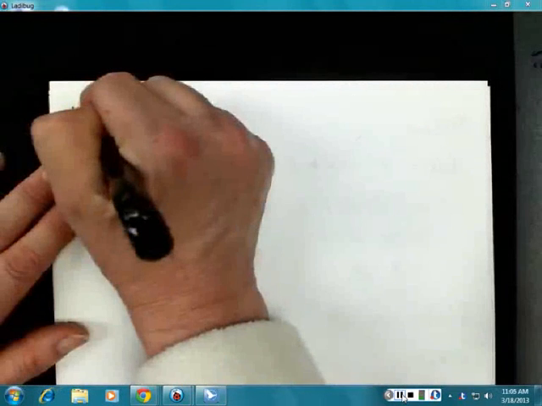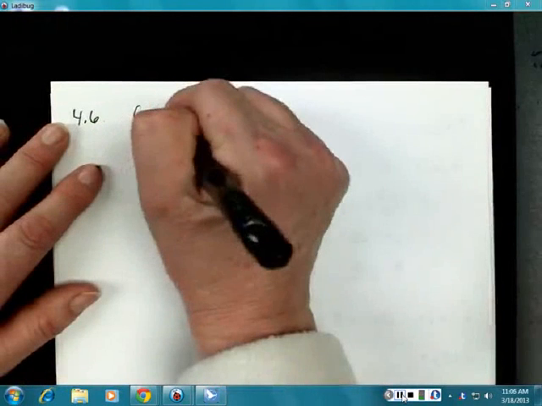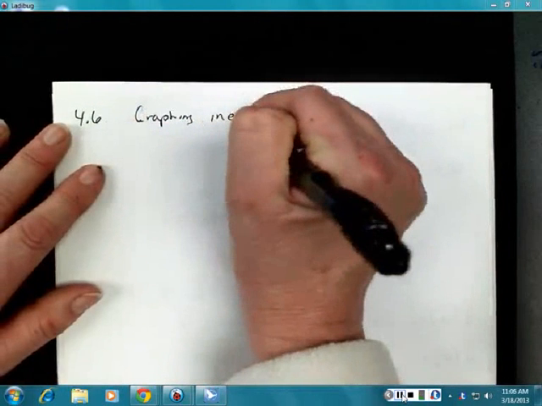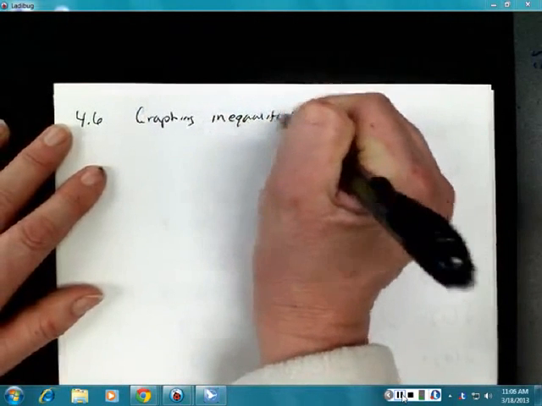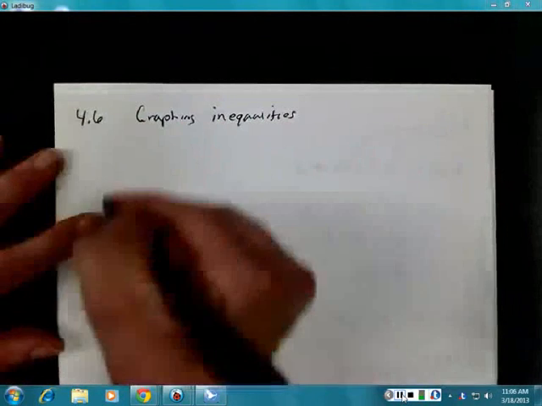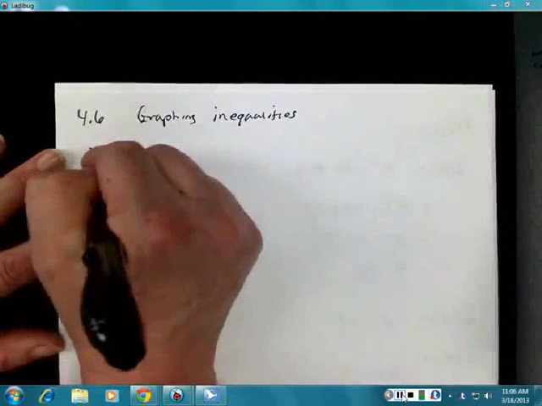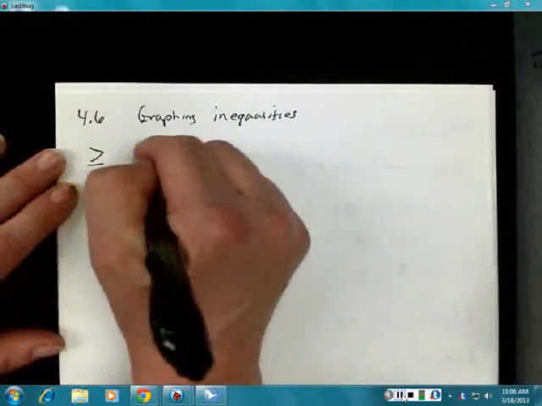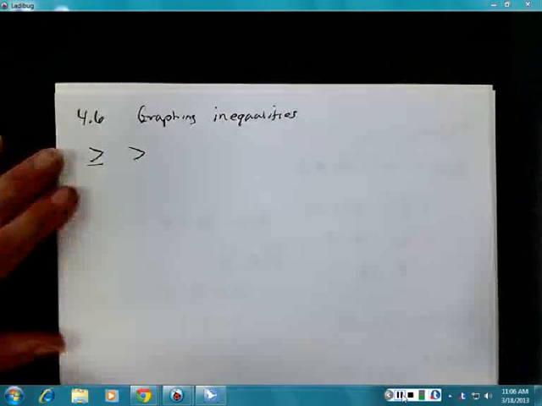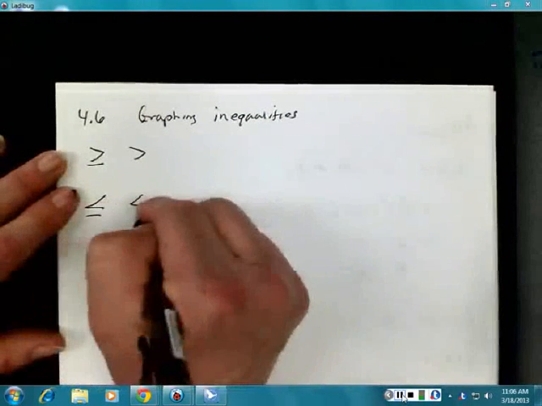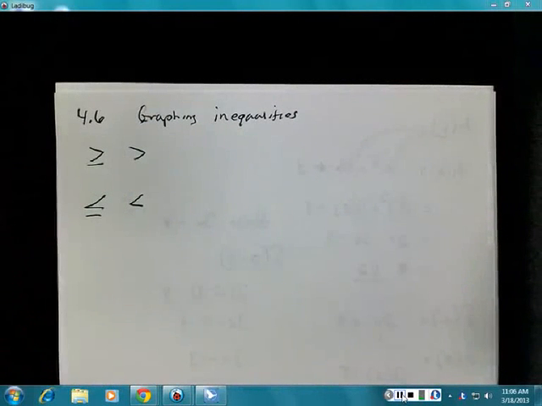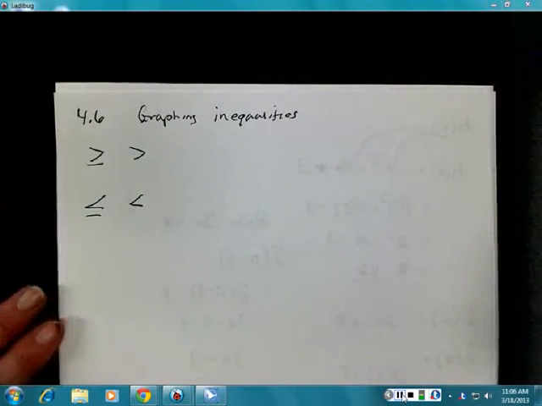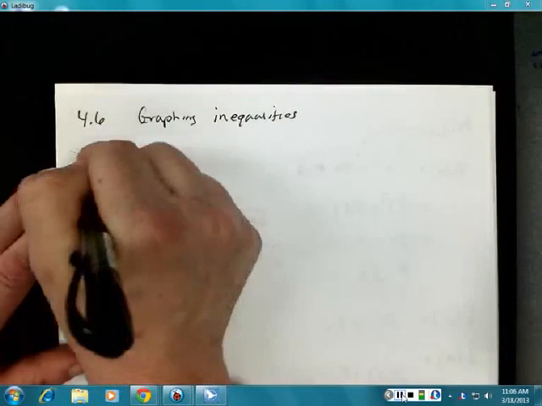Okay, now we're ready for the very last section of Chapter 4. 4.6, and in 4.6 it's graphing inequalities. And inequalities mean greater than, less than, greater than or equal to, less than or equal to. Those are our basic inequalities that we can happen to have with these.